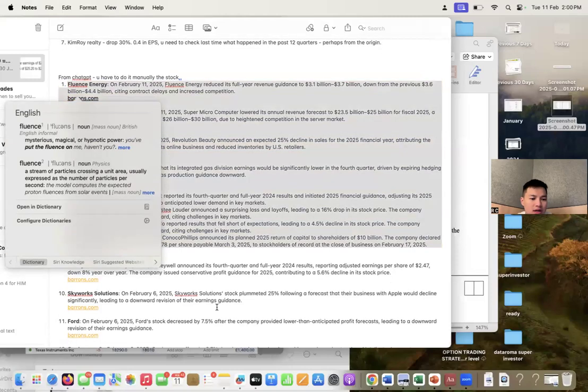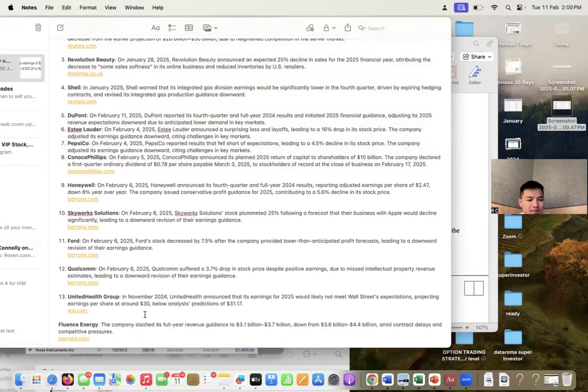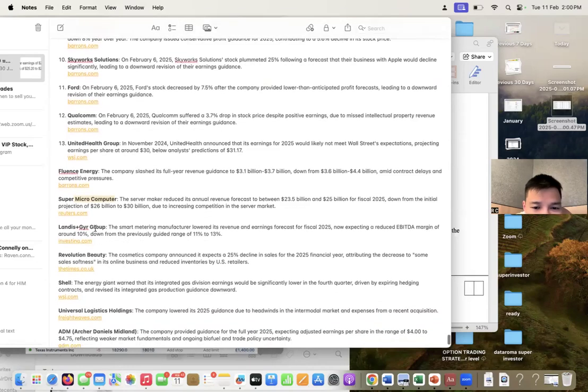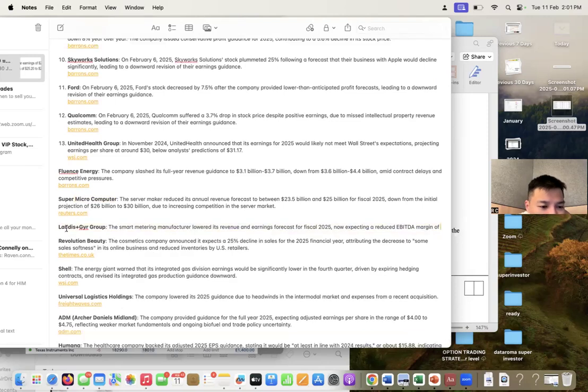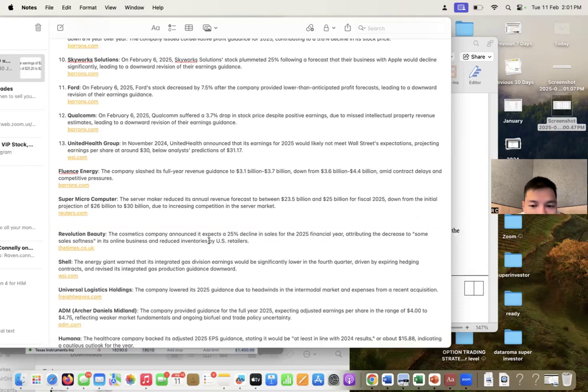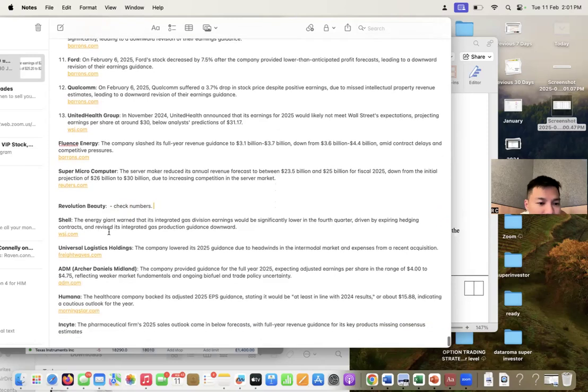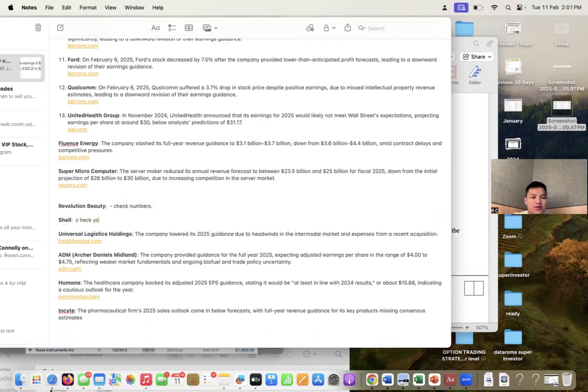Let's do it one more time. Super Landis Group was what? 11. This is too small. 11 to 10 is too small. Revolutionary didn't really say the number. You have to check numbers. Check numbers. Check numbers. Shell. Check numbers. Check yourself.